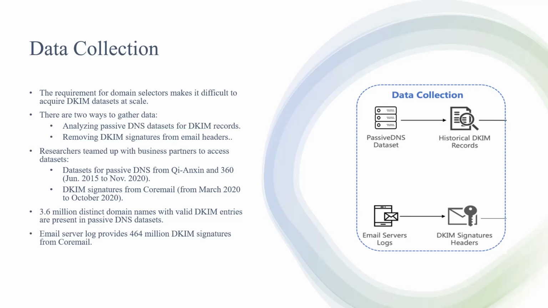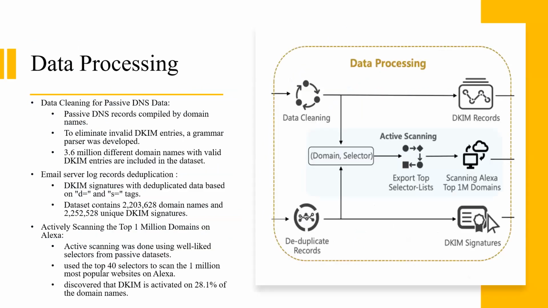3.6 million distinct domain names with valid entries are present in the passive DNS data set. Moreover, the email server log provides 464 million DKIM signatures from Coremail. The first step of data collection is completed, and now moving on to data processing.